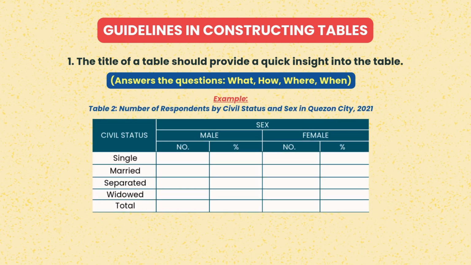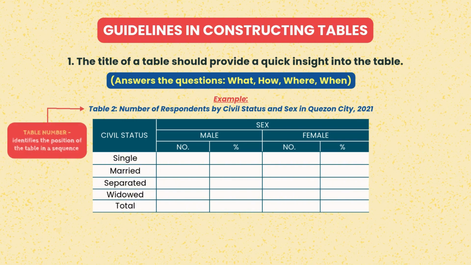We have here an example. Table 2, number of respondents by civil status and sex in Quezon City, 2021. Let's have a short information about the table number first. Table number identifies the position of the table in a sequence. In our example, table 2 means that our table is second in the sequence.